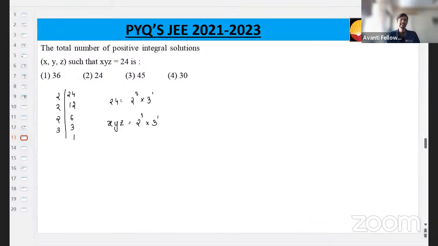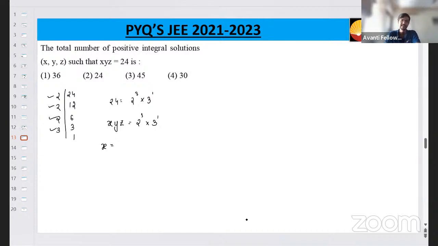Now, we need to find positive integral solutions. What does that mean? Positive integral solution means that the values of x, y, and z should be positive integers. That means 1, 2, 3, 4, 5, which basically means natural numbers, right? So x can be any of these. x can be 2 raised to the power 0, 2 raised to the power 1, 2 raised to the power 2, 2 raised to the power 3, or 3.